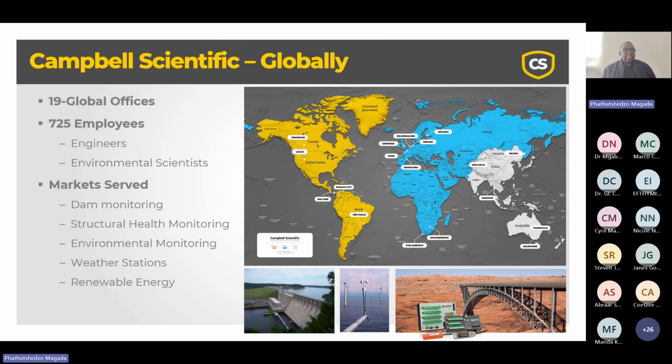The markets that we serve include dam monitoring, which forms part and parcel of our discussion today, structural health monitoring, environmental monitoring, weather stations, and renewable energy.